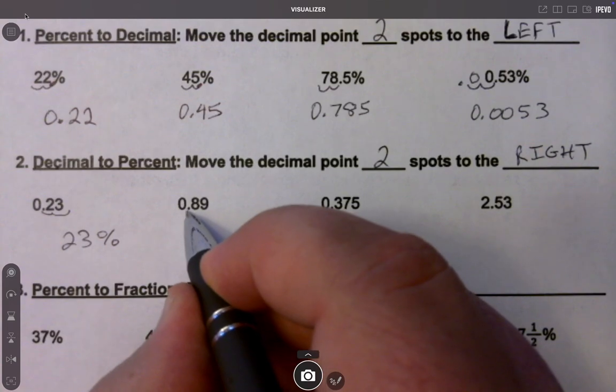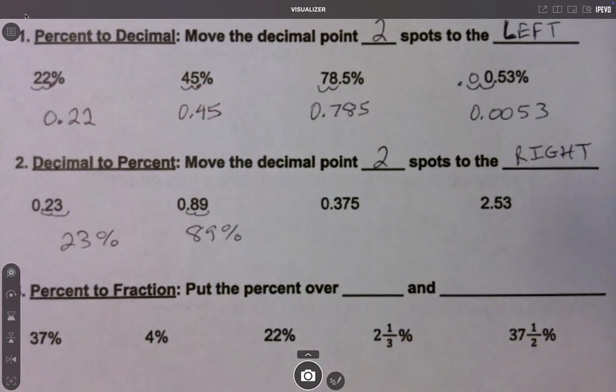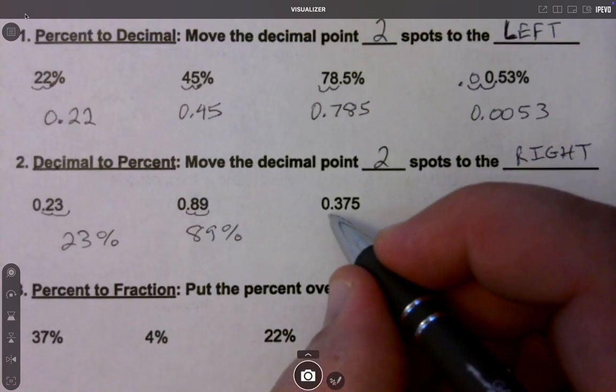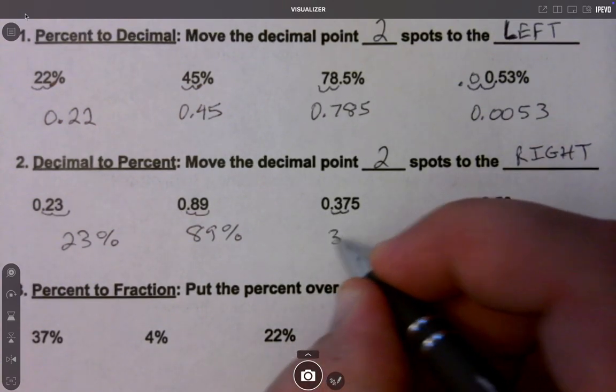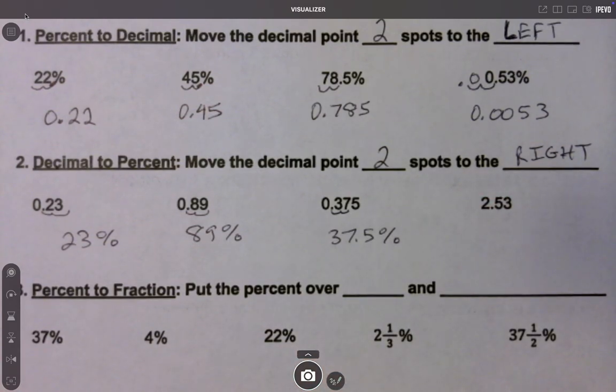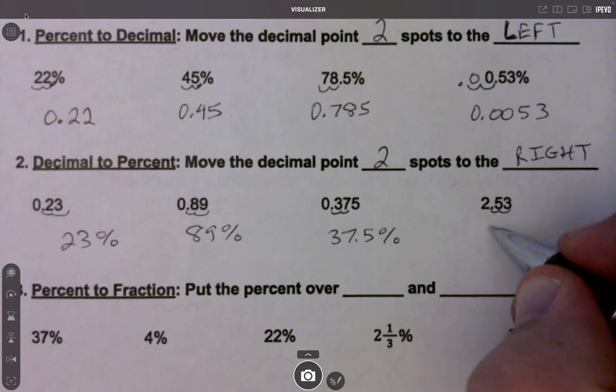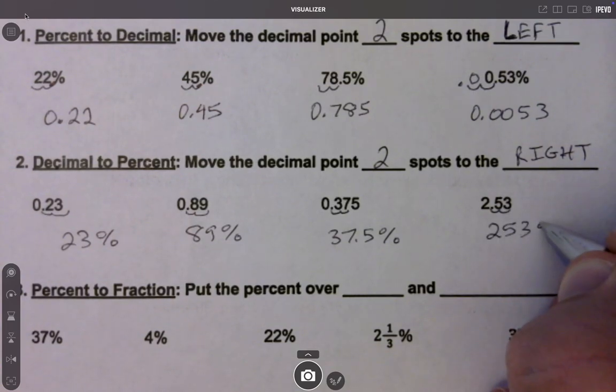We take the decimal, move it 2 spots to the right. That would be 89%. Move it 2 spots to the right, and we get 37.5%. Move this one 2 spots to the right, we get 253%.